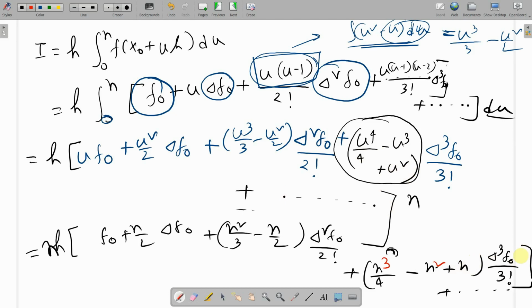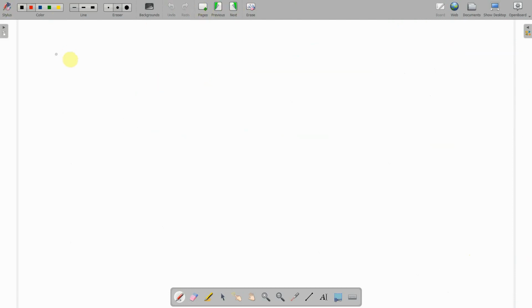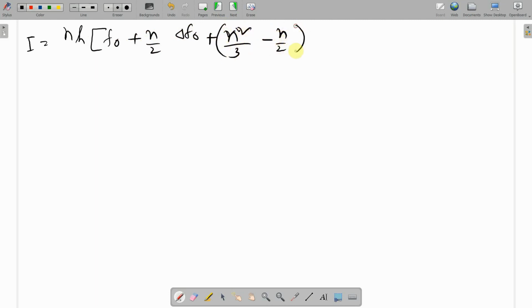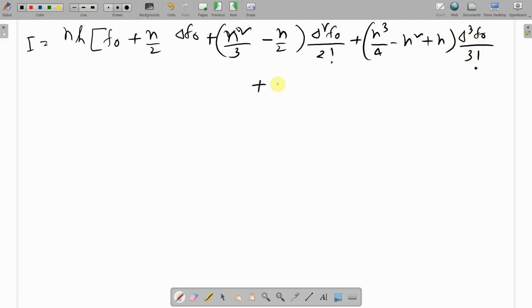इसको बोलते हैं न्यूटन्स कोट्स क्वाड्रेचर फार्मूला. लेट मी राइट दिस फार्मूला अगेन. मैं फ्रेश करके लिखता हूँ जैसे कि तुमको समझ में आएगा. सो I इक्वल्स टू nh f0 प्लस n by 2 delta f0 plus n square by 3 minus n by 2 delta square f0 by 2 factorial plus n cube by 4 minus n square plus n del cube f0 by 3 factorial and so on.